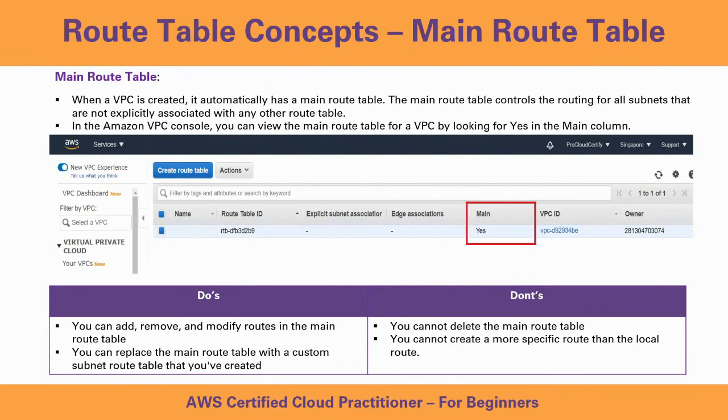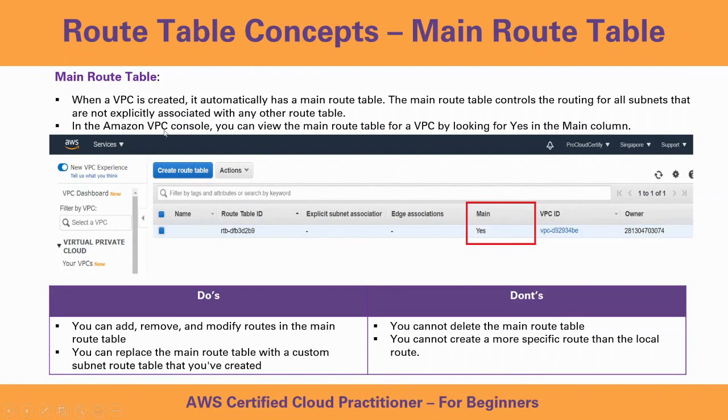Now we will go over a bit more detail of the route table concepts. The first concept is the main route table. When a virtual private cloud is created, it automatically has a main route table. The main route table controls the routing for all subnets that are not explicitly associated with any other route table.